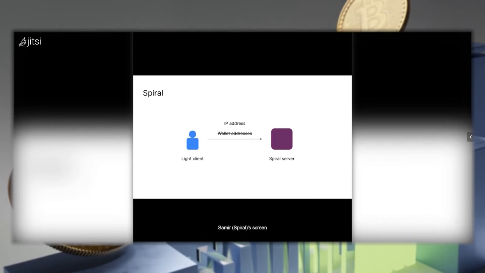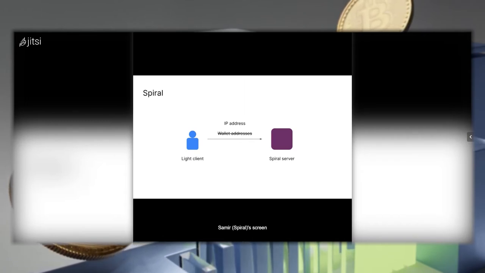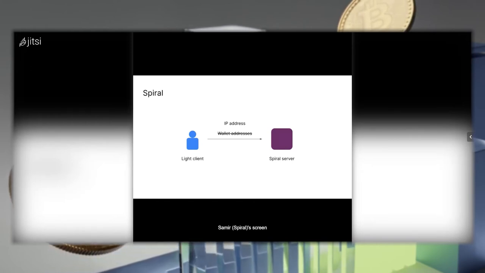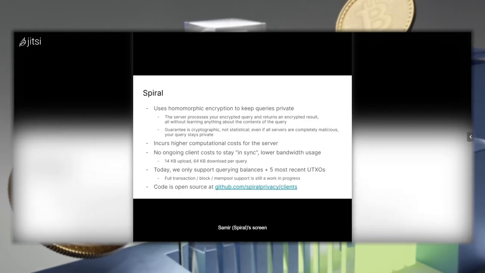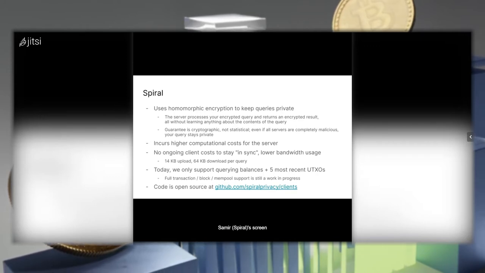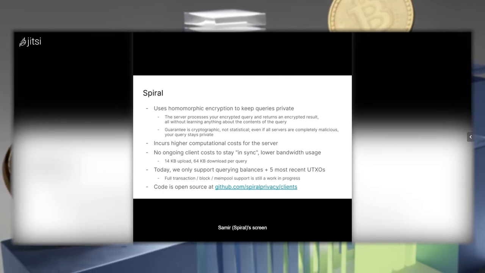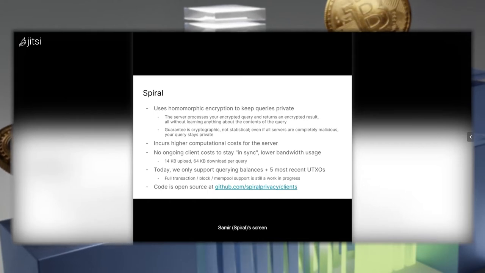So the way Spiral works is it uses homomorphic encryption to remove the wallet addresses piece of the query. The server is still learning your IP address, but now there's no useful data to correlate with that IP address. The basic idea is Spiral uses homomorphic encryption to encrypt your query when it leaves your device, and then it's able to process your query and return an encrypted answer without learning anything about your query. And the guarantee is it's not statistical.